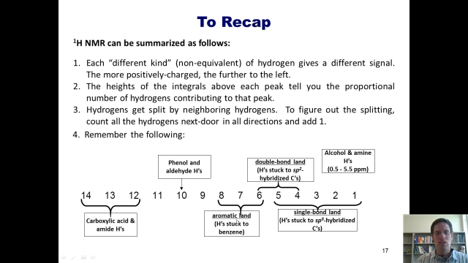Aromatic land, hydrogens stuck to benzene or other aromatic rings. Right around 10, phenol and aldehyde hydrogens. 12 to 14, carboxylic acid hydrogens and sometimes amides. And 0.5 to 5.5 ppm, alcohols and amine hydrogens.